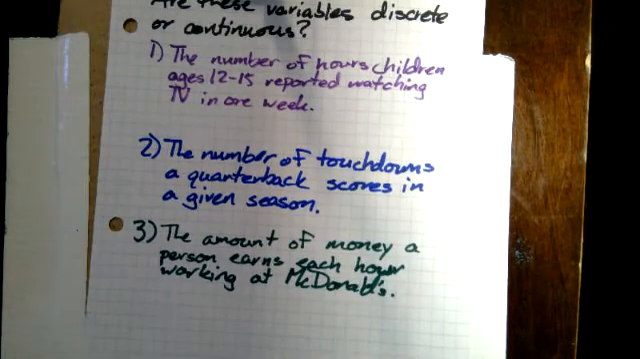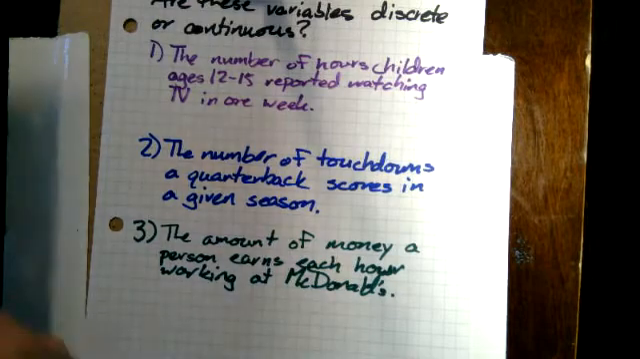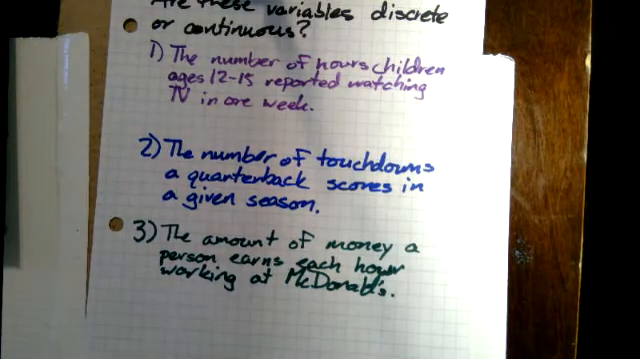So let's ask ourselves, are these variables discrete or continuous? If you need extra time, just pause the video. The number of hours children ages 12 to 15 reported watching TV in 1 week.